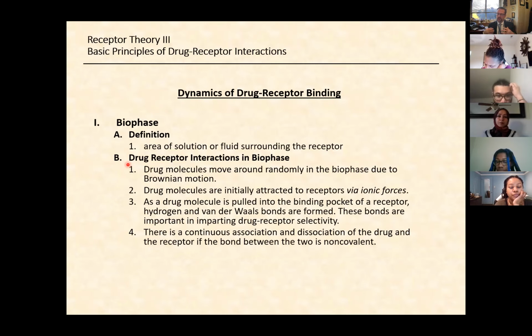Okay. So when a cell is exposed to a hormone or neurotransmitter or a drug molecule, that drug molecule will enter into the extracellular fluid surrounding the cell, at least we believe, right? And the drug molecules will then begin to move around the cell surface and the receptors via Brownian motion. So there's a random kind of motion of drug molecules in the receptor biophase, and that's fueled by Brownian motion.